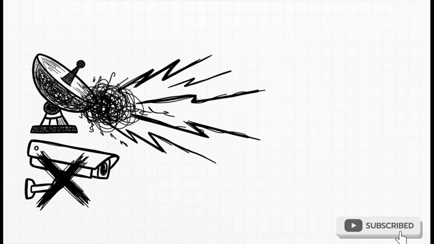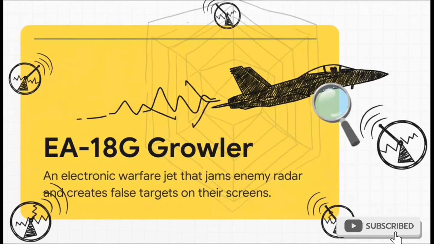No, the first step is to take away the enemy's eyes and ears. It's all about making them completely blind to what's about to happen. And the main tool for that job is this, the EA-18G Growler.